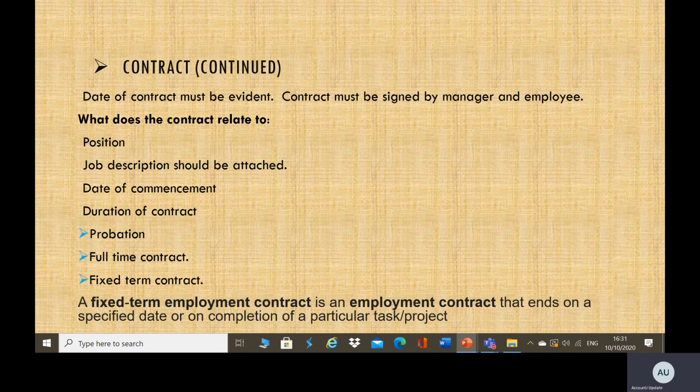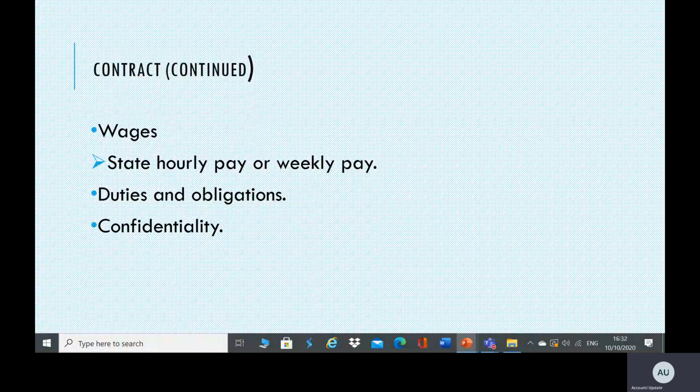A huge thing in contracts is confidentiality. Most businesses, and particularly schools and childcare, have confidentiality clauses that employees sign. If you have had one of those confidentiality clauses, you can include it in your project.